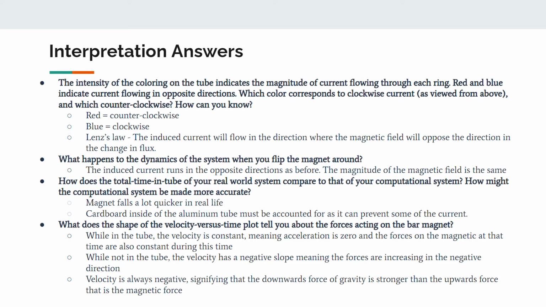What does the shape of the velocity versus time plot tell us about the forces acting on the magnet? While in the tube, the velocity is constant, meaning acceleration is 0, and the forces on the magnet at that time are also constant. While not in the tube, the velocity has a negative slope, meaning the forces are increasing in the negative direction. Velocity is always negative, signifying that the downward force of gravity is stronger than the upward magnetic force.